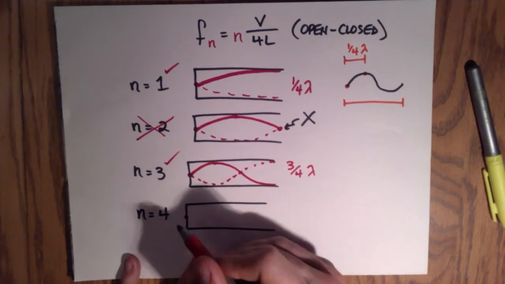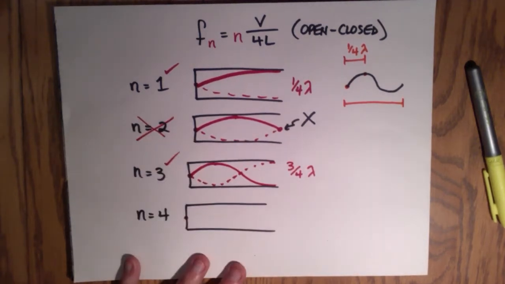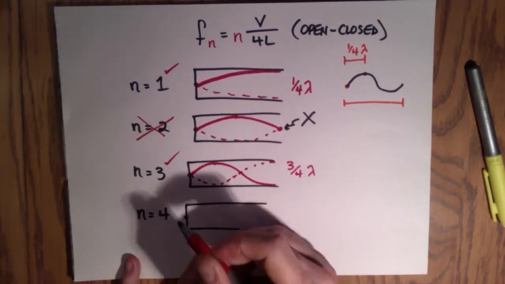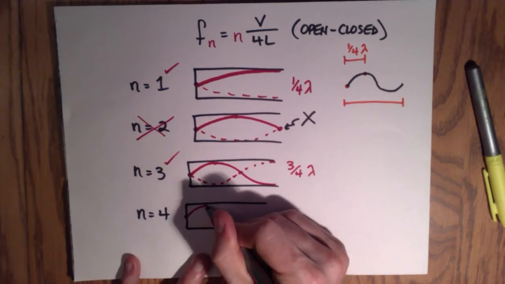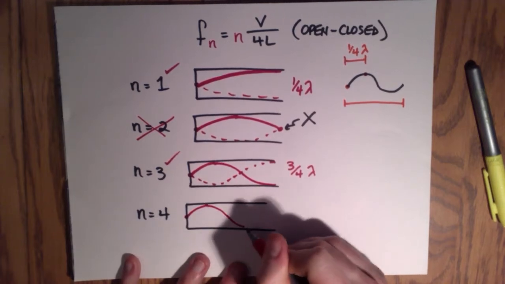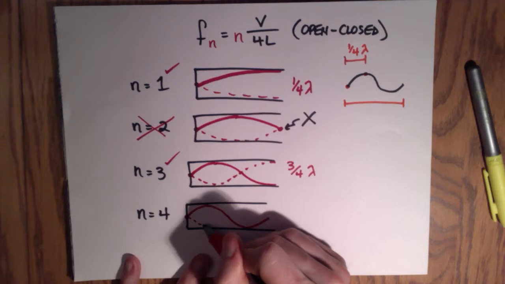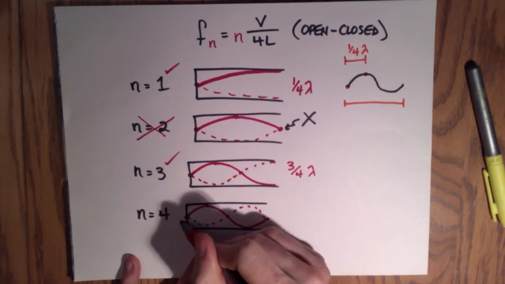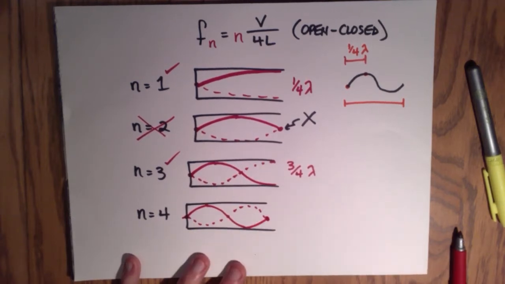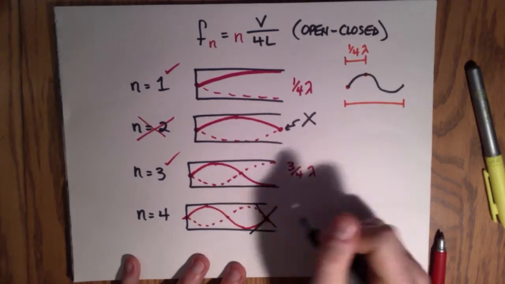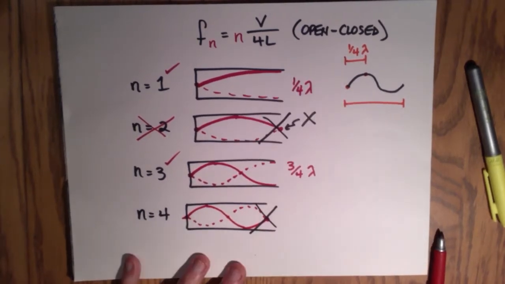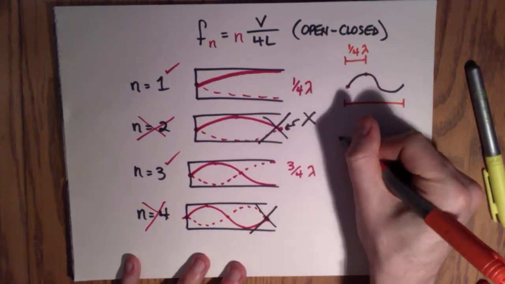But again, just to double check 4. Well, 4 would be 4 times larger than 1. So instead of 1/4, we would have 4/4. That's 1/4, 2/4, 3/4, 4/4. And if we look at this standing wave, again, we have a node on this end and a node on the other end. This is not possible, so therefore n cannot equal 4, and this process will repeat itself so on and so forth.